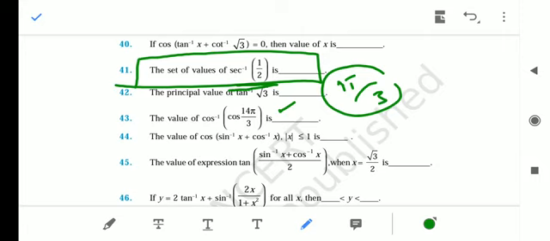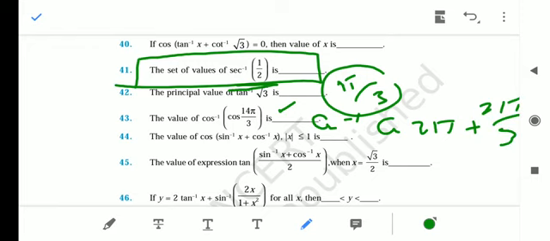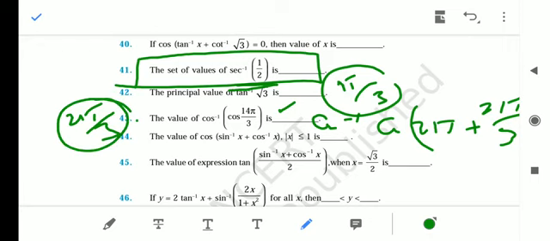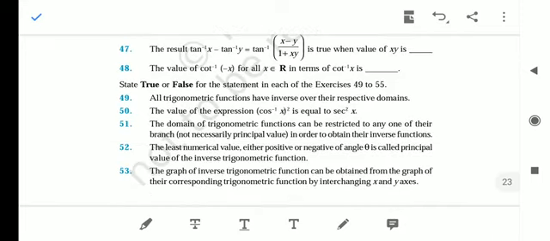What is the value of cos inverse cos 14 pi by 3? This can be written as cos inverse cos of 2 pi plus 2 pi by 3. You can see 14 pi by 3 can be written as 2 pi plus 2 pi by 3, so it is cos inverse cos 2 pi by 3, and 2 pi by 3 lies in the principal range. So its answer is 2 pi by 3, question number 43. In this way we can solve questions based on this function.